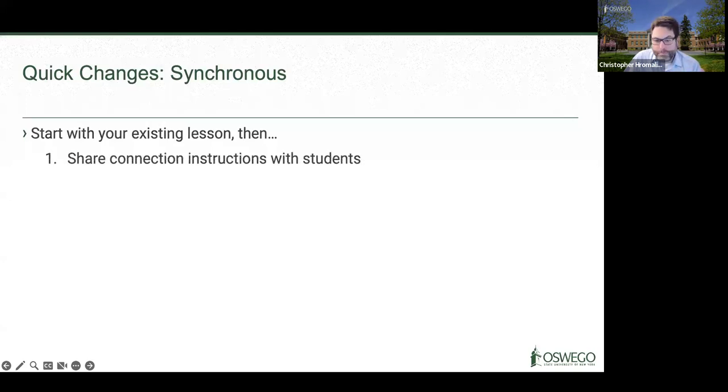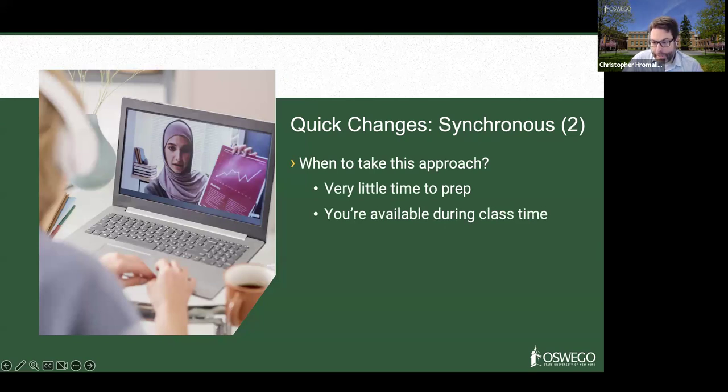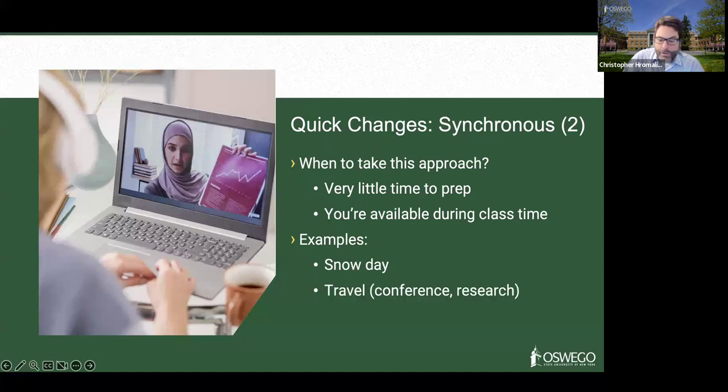The basic thing to do is start with your existing lesson, and then share your connection instructions with students, and then make minor adjustments to the lesson. So if we're thinking we have very little time, these are going to be the quick things that we're going to be able to do in order to get our class session up and online for synchronous instruction. You might take this approach if you have very little time, but also if you're available during the class time. So an example might be if we have a snow day and we're moved online, but also maybe you're traveling for a conference or research and you don't want to lose that instructional time.